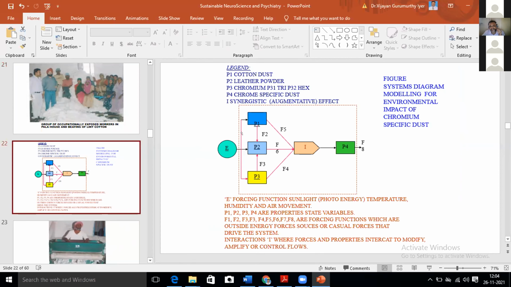This is a synergistic poisoning: cotton dust, leather powder, chromium. For example, photochemical smoke in Los Angeles, and photoradioactive smoke occurred in Hiroshima and Nagasaki. What was the reason? It is called synergistic poisoning. Synergistic means one acting on another pollutant, radioactive alpha, beta, gamma, one acting on another. So there is no solution for the radioactive chemical poisoning or radioactive pollution.